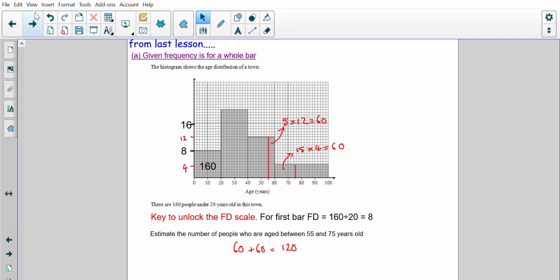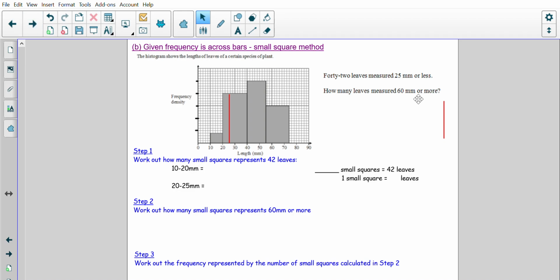So let's move on to the slightly harder version of this question when the frequency is across bars. Now, if you have a printer, I suggest that you print this off and fill in the sheet as we go. If you haven't, you might want to draw it out in your notebooks.